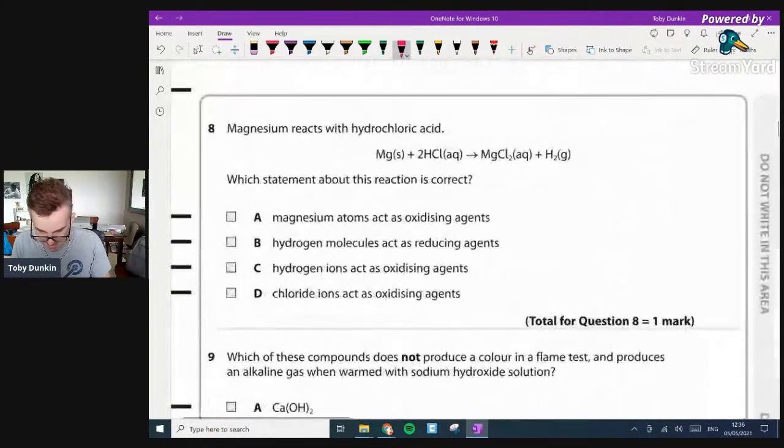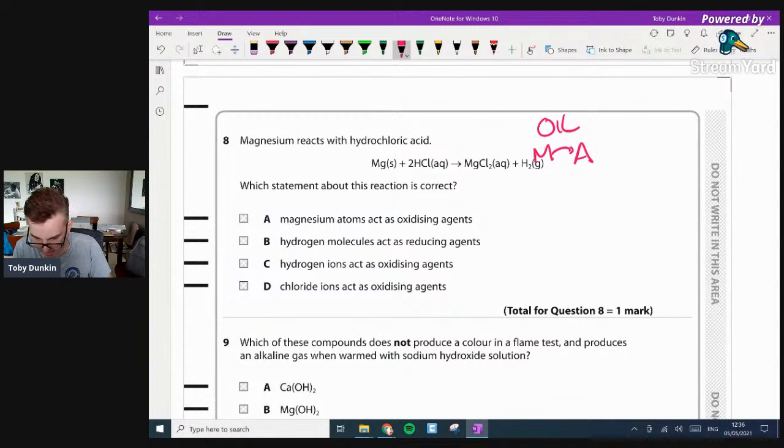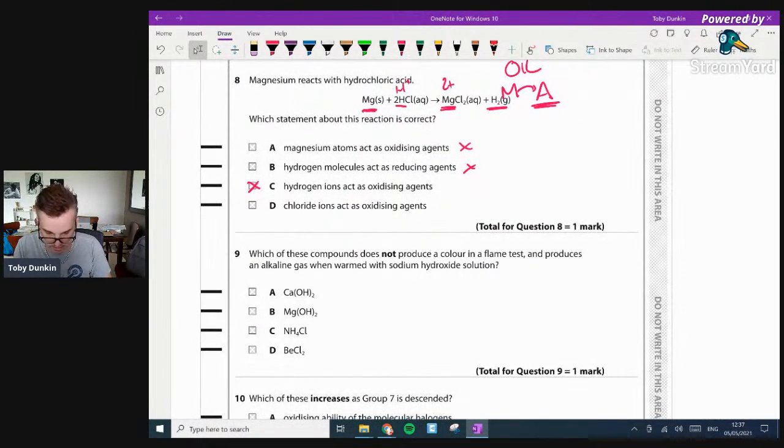Next. Magnesium reacts with hydrochloric acid. Which statement about this reaction is correct? Magnesium atoms act as an oxidizing agent. It's OIL RIG. The magnesium's losing electrons because it's becoming 2+, so that is not correct. Hydrogen molecules act as a reducing agent? It's on the wrong side of the equation, so that's not right. Hydrogen ions act as an oxidizing agent: going from H plus to H2, they gain electrons, so it is an oxidizing agent. The chloride ions aren't doing anything.